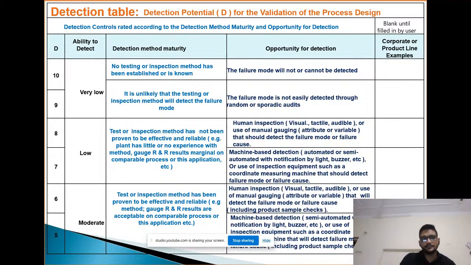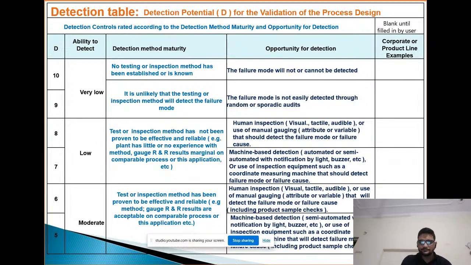Now rating 5 and 6. In case of rating 5 and 6 comes the ability to detect in the moderate category. 6 is detection method maturity where the test or inspection method has been proven to be effective and reliable, that is a method where gauging R&R results are acceptable or comparable with the process or this cause.